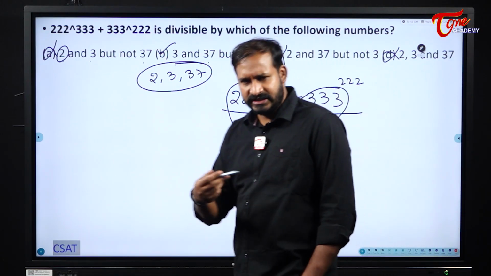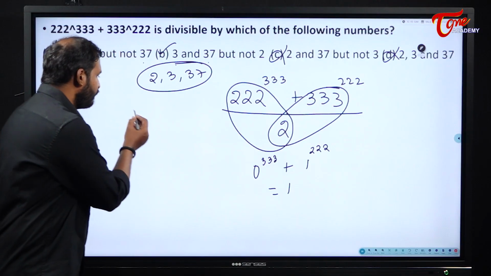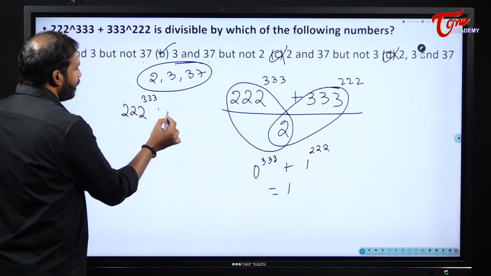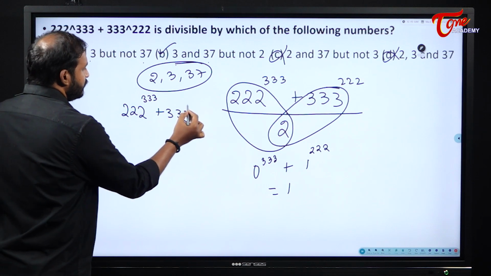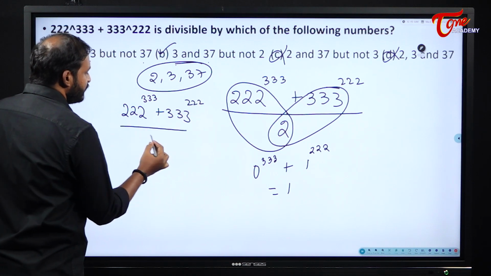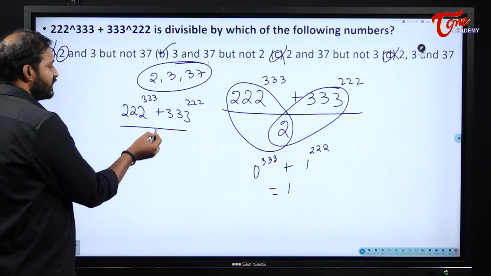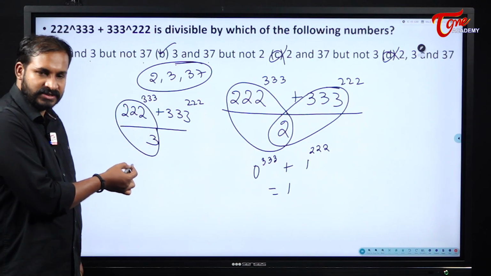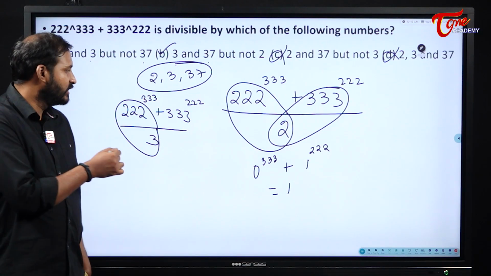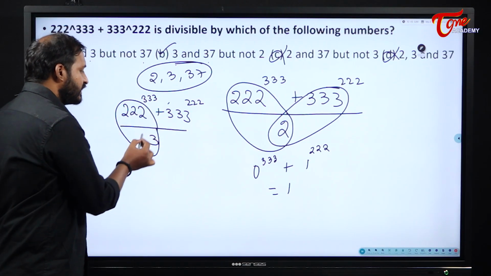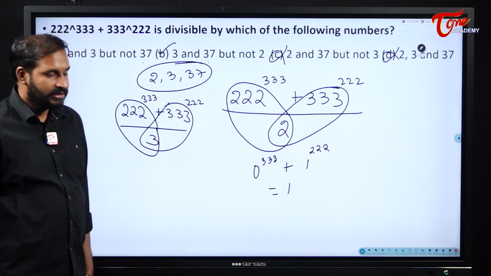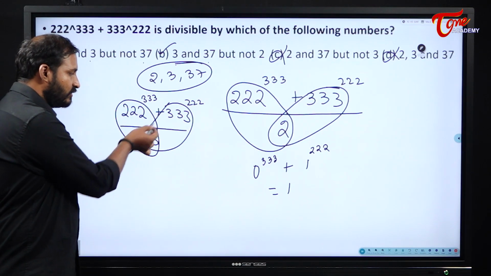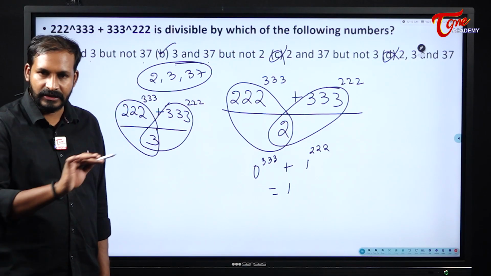Now just for your knowledge sake, we will try to verify it. What you will get? 222 power 333 plus 333 power 322. First with 3 I will check. What is the divisibility rule of 3? Sum of the digits should be divisible by 3. So 2 plus 2 plus 2 becomes 6. As 6 is divisible by 3, you will get remainder 0 here. Next here 333, the sum is 9. 9 is divisible by 3, so here also you will get 0. So that means this value is divisible by 3.